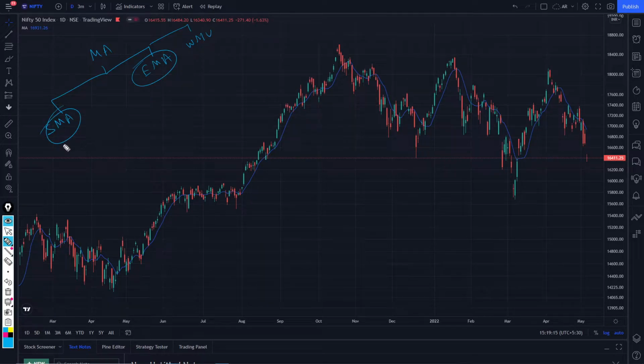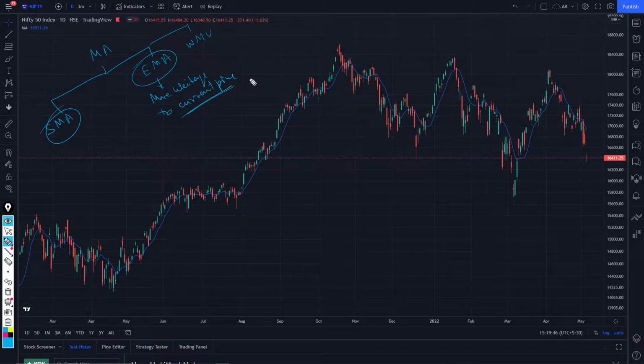What is a simple moving average? It's just the average of the last 10 periods. If it's a 10 period moving average, it simply calculates the total of 10 period prices divided by 10. And what is EMA? EMA is the exponential moving average. It gives more weightage to the current price.